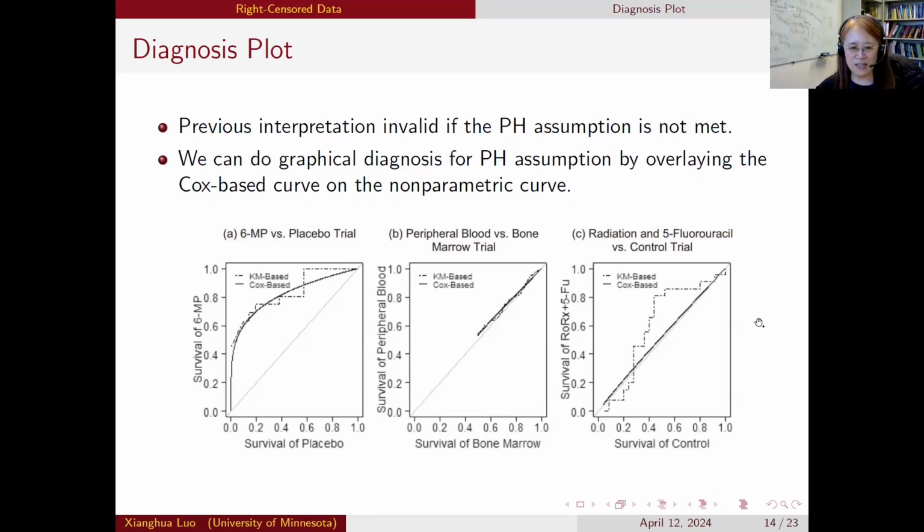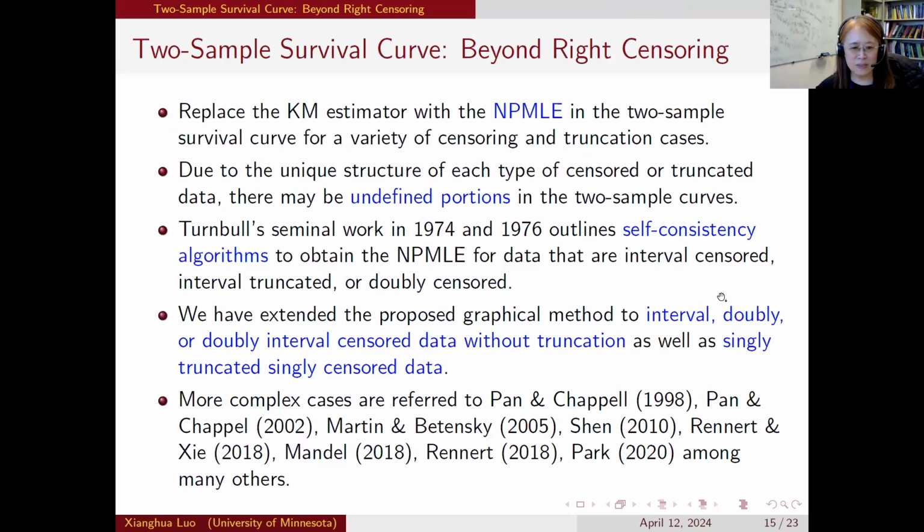I think the rest of the time I will switch gears, but before doing that, any more questions about right-censored data two-sample survival curve? Okay, but the next work is ongoing.